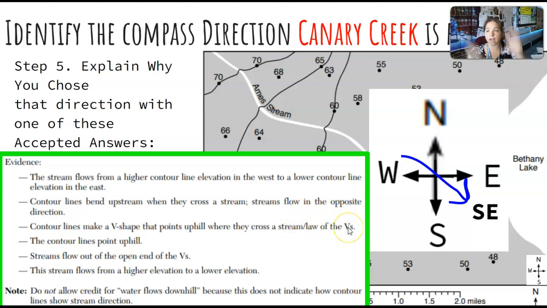Law of V's. Highlight it, underline it, star it. That's all you have to put. Law of V's. That's it. Four things are absolutely okay: law of the V's, contour lines point uphill, stream flows out the open end of the V's, and the stream flows from the higher elevation to a lower elevation. Use all of that or one of it. Just law of V's. Perfect.